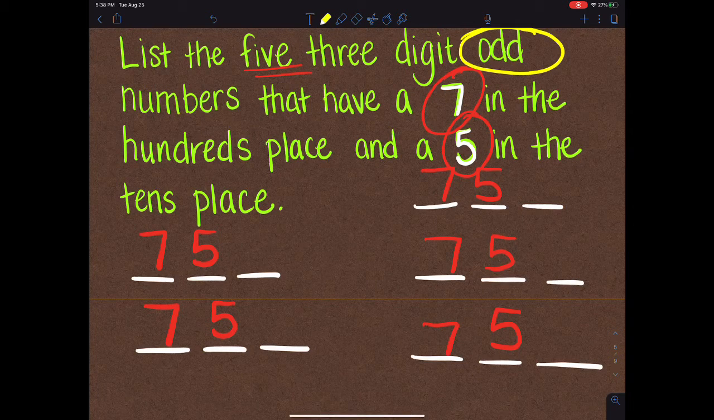It can't end in 0, but it could end with 1, right? It could also end with 3. It could end with 5. It could end with 7, or it could end with 9. But there are no other numbers that it could be. So these are the 5 3-digit numbers that it's looking for. Okay?